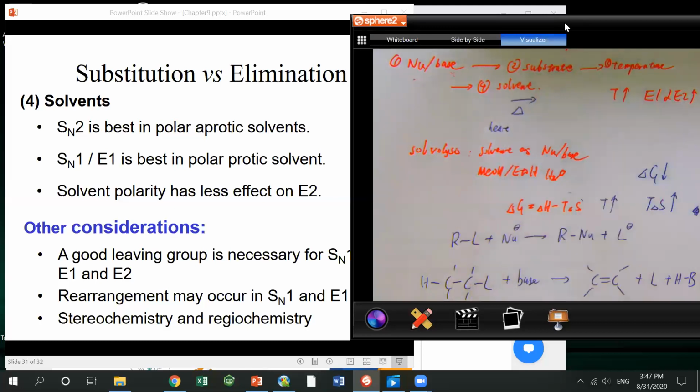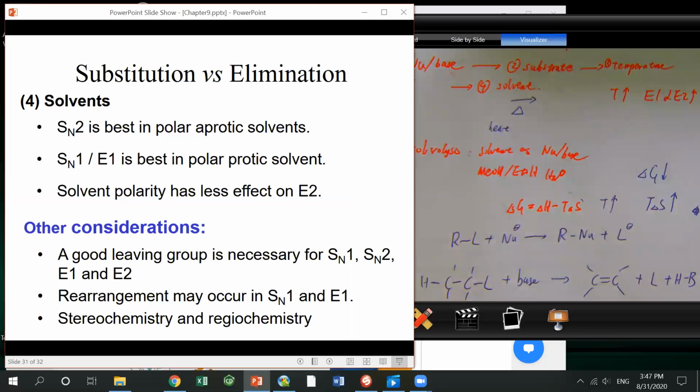So that should be enough to help you determine whether it's an SN1 reaction or an SN2 reaction, okay. And then some other considerations. No matter SN1, SN2, E1, or E2, all require a good leaving group. So if you have a poor leaving group, like OH or OR, you have to think about how to convert this poor leaving group into a good leaving group, and then do these reactions. And also, be careful about rearrangement.